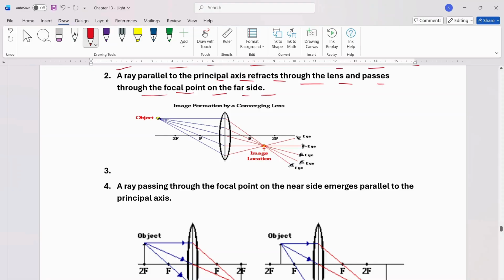Here, from an object you can see multiple rays. As soon as they hit the lens, they all form an image location behind, and that is how the eye can see it at different locations. So a ray passing through the focal point on the near side emerges parallel to the principal axis.